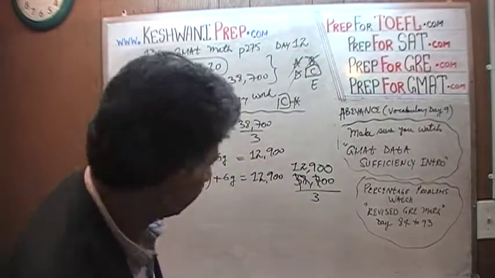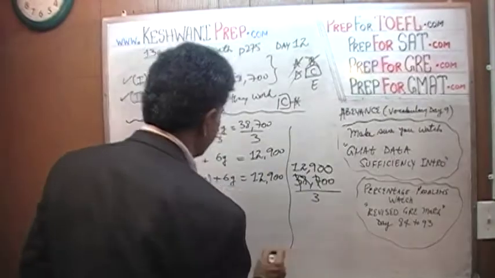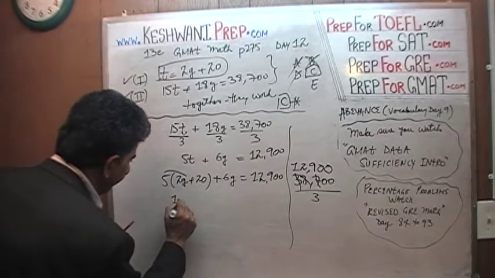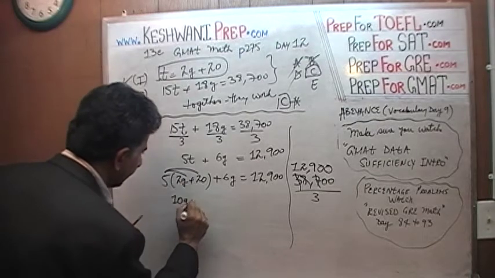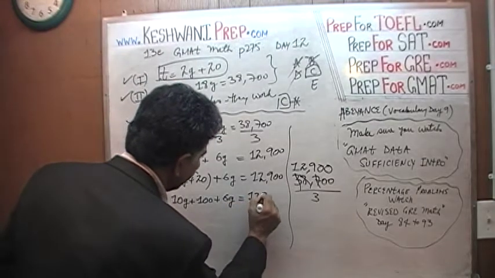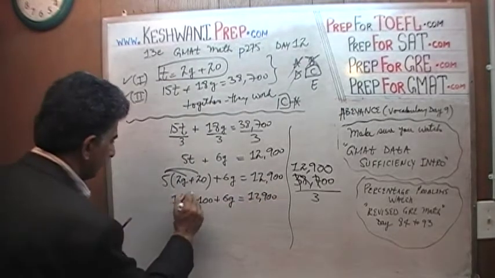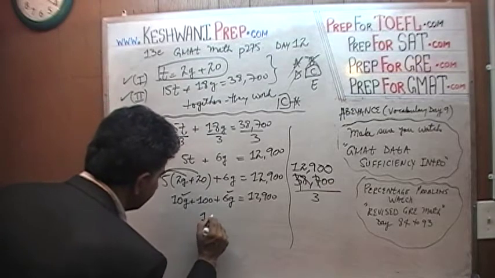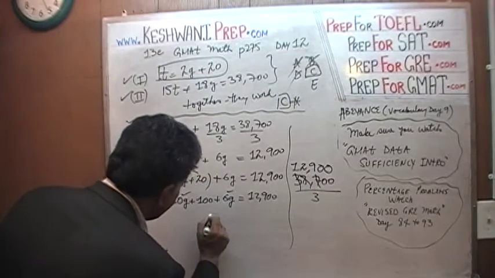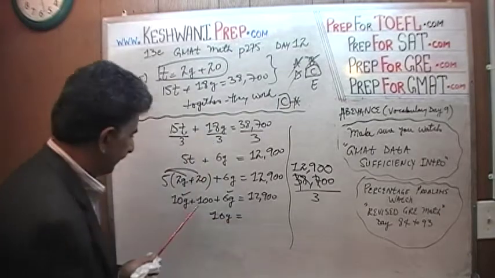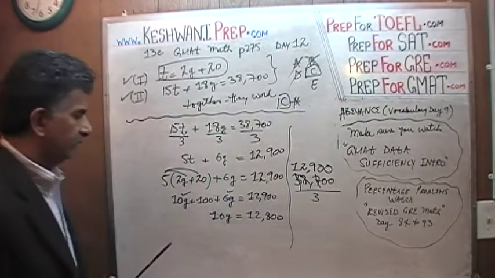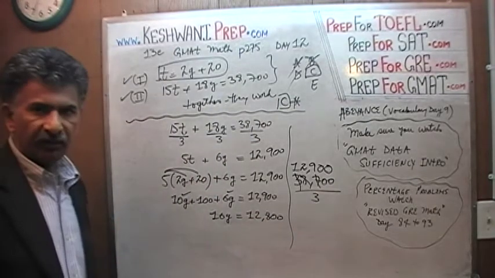I'm going to erase this part because otherwise it's going to get annoying. Perhaps we can keep it separate. Open the parentheses, we get 10g, 5 times 20 is 100, plus 6g equals 12,900. We get 10 g's and 6 g's, we get 16 g's. Bring the 100 to the other side, it's going to become 12,800.